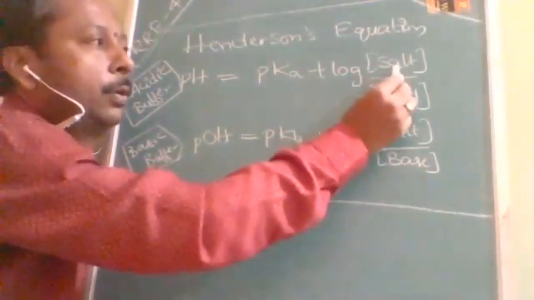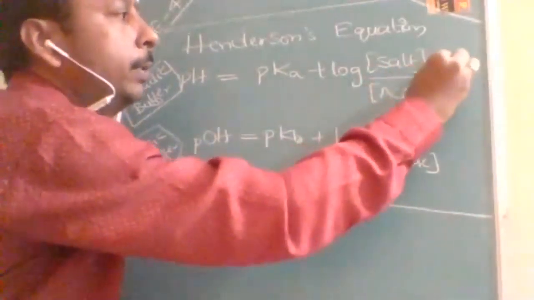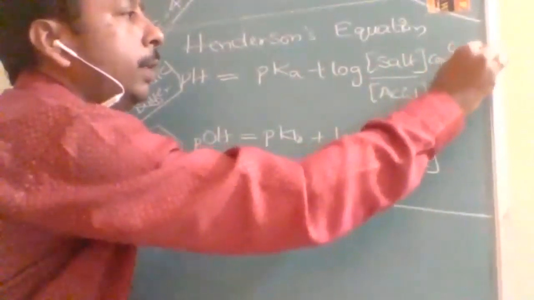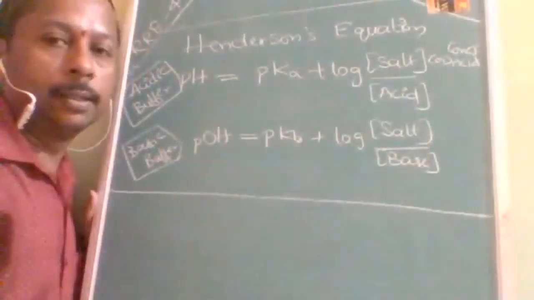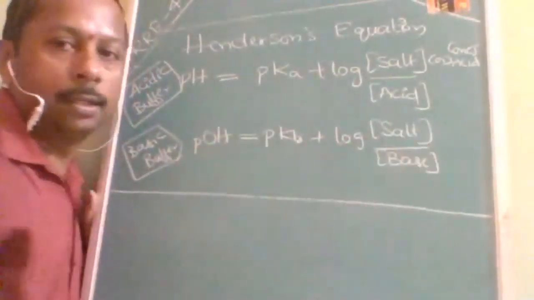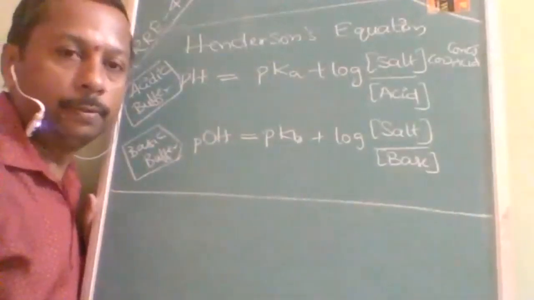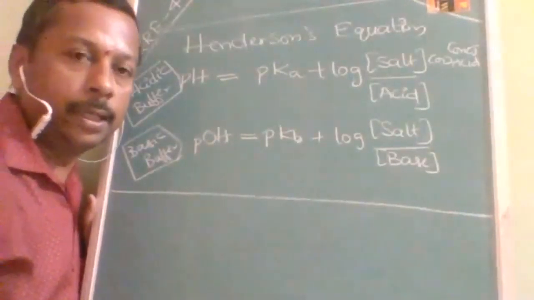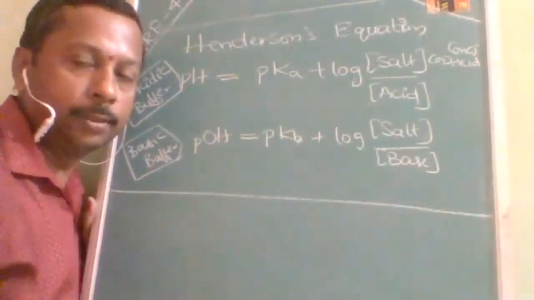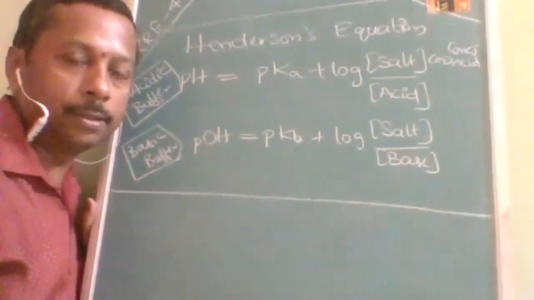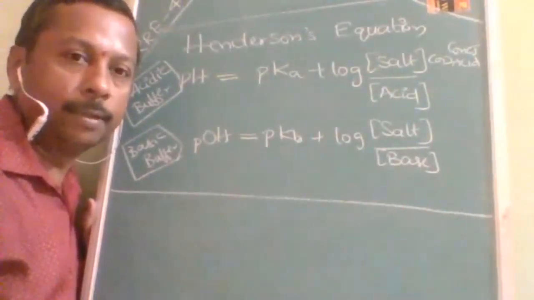Sometimes the salt can also be called conjugate acid. What is it called? Conjugate acid. And here it is called conjugate base. So don't worry about conjugate acid and salt. Both are the same. Conjugate base in the basic buffer is also called salt. So with that you can understand that salt and conjugate base are the same for basic buffer.